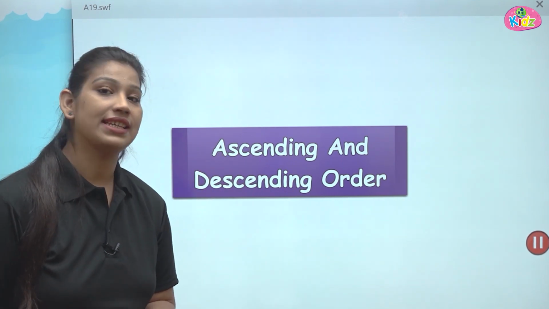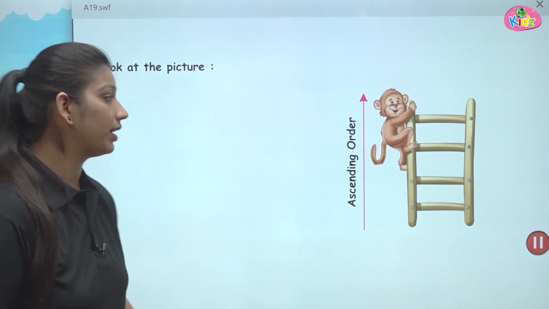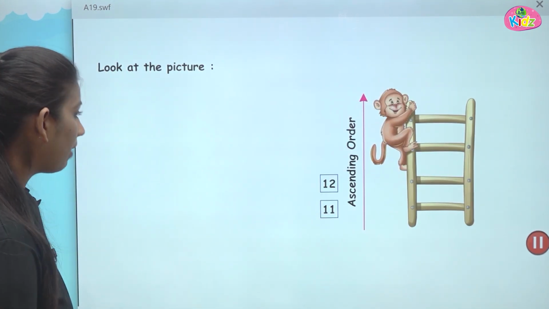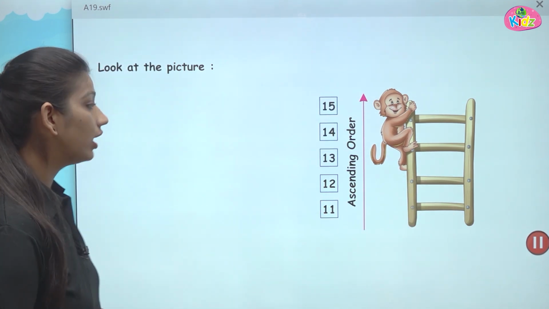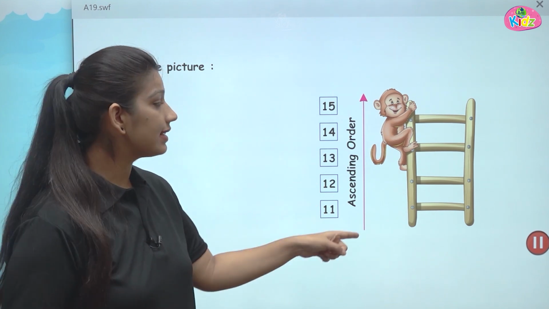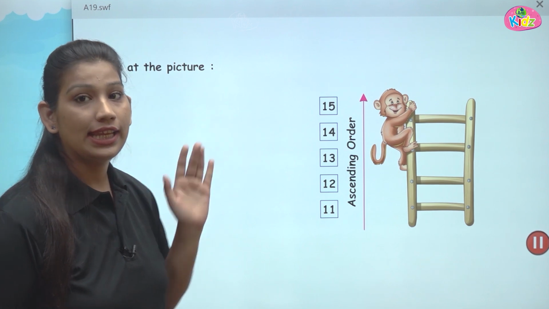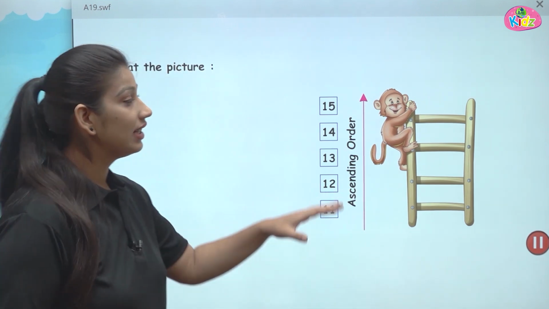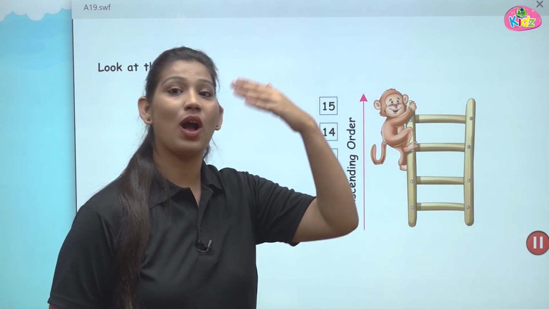First, we have ascending order. Ascending order in one line means smallest to biggest. Here you can see a monkey who has stairs. This monkey is on the stairs. Now this direction is telling you that he is going upwards. He is going upwards. Like ascending order, it means going from down to up.